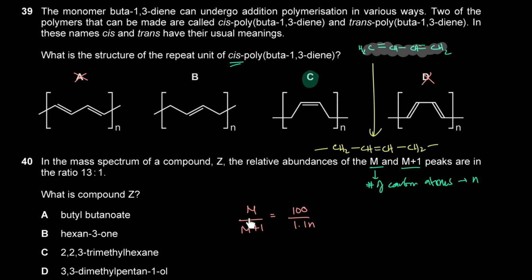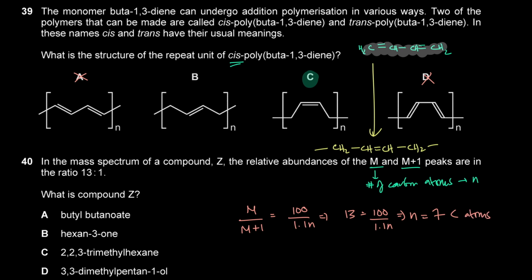Now they've given us the ratio of the heights of the M and M plus 1 peaks. That's 13:1, so that's just 13. And 13 is equal to 100 divided by 1.1N, which means that N is equal to 7, rounded to the nearest whole number, which means that the compound has 7 carbon atoms.